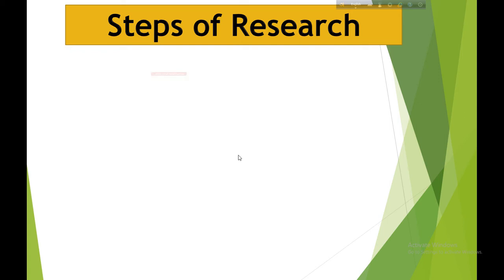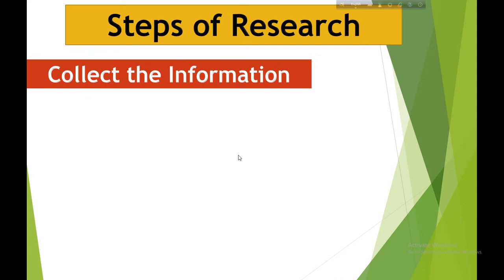Okay, so the next part of our today's topic is the steps of research. The steps of research. Okay, the first step of research is to collect the information. Collecting the information is the main part of the research. That means if you want to research any topic, then you need a lot of information, and after that you have to collect all of the information for the research.